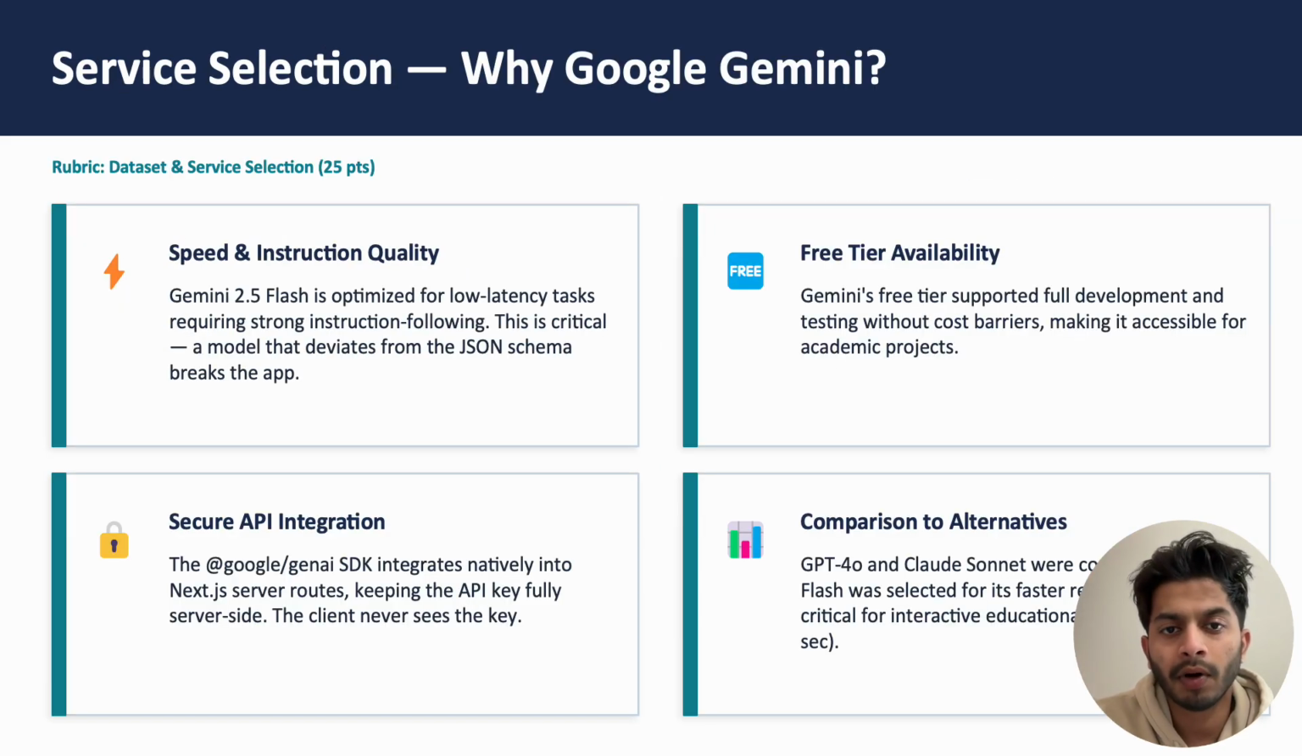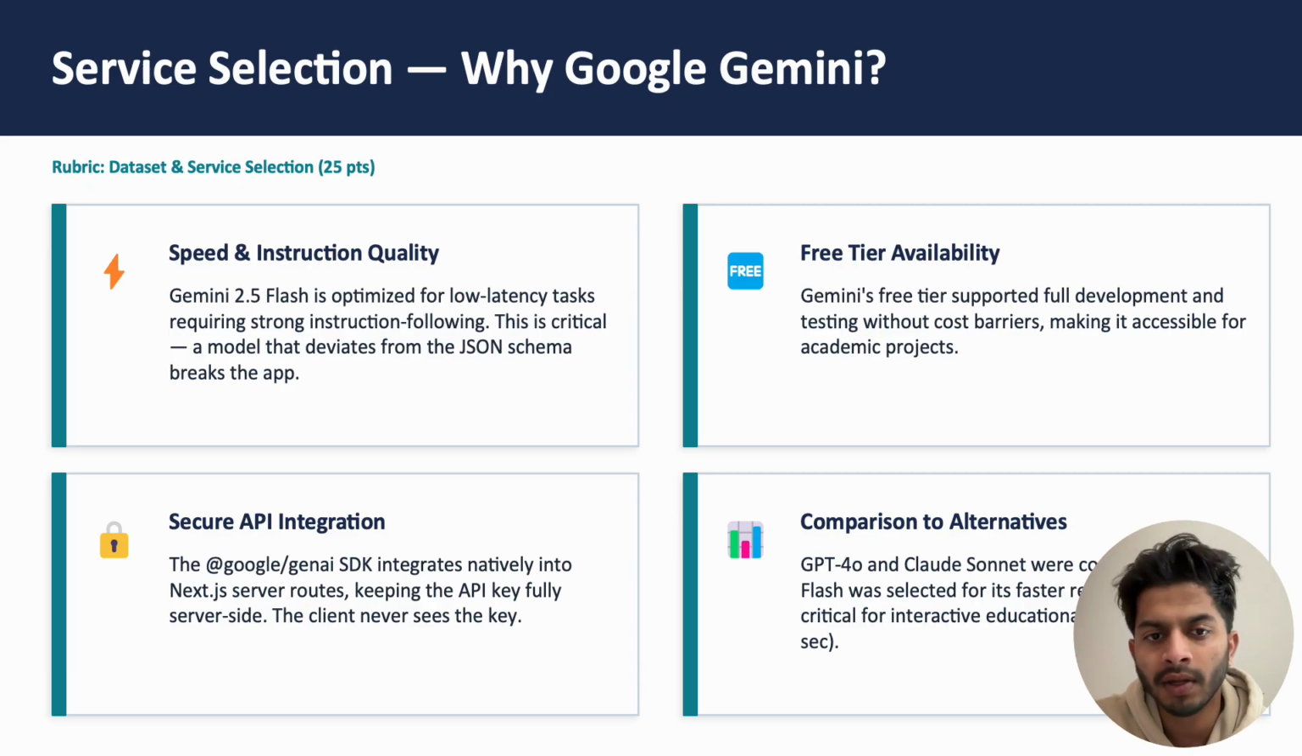Now, let me talk about why I selected Google Gemini as an NLP service, because this was not a random choice. The rubric asks for clear reasoning on service selection, so I wanted to be thorough. First reason: instruction following quality. Gemini 2.5 Flash is specially optimized for tasks that require the model to follow precise, structured instructions. A model that deviates from the format even once breaks the application. Instruction following is not a nice to have here; it's a hard requirement.